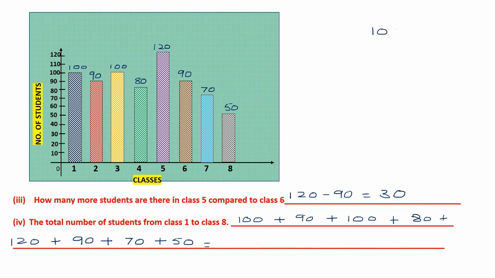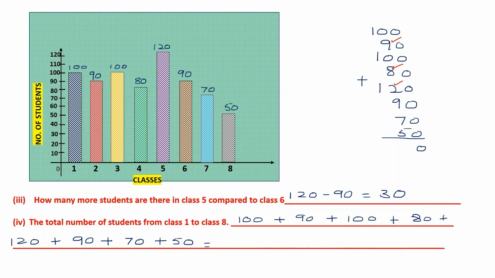So that's 100, 90, 100 again, then 80, 120, 90, 70 and 50. So we need to add up all these to find the total number. So the first column is all zeros. Then we go on to the second column. 9 plus 8 is 17.